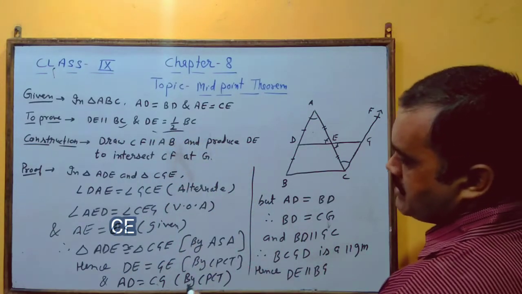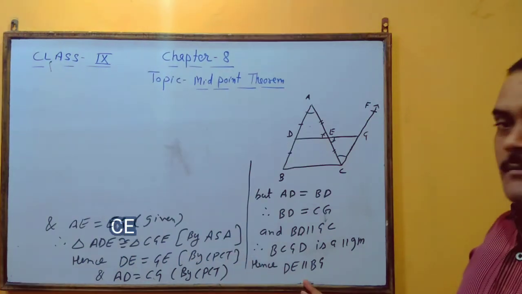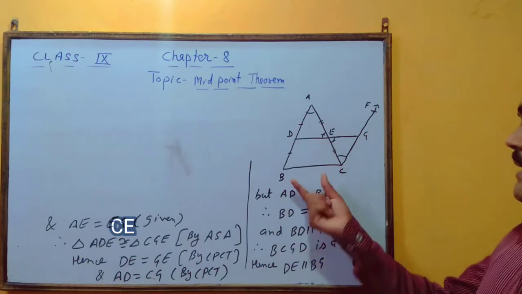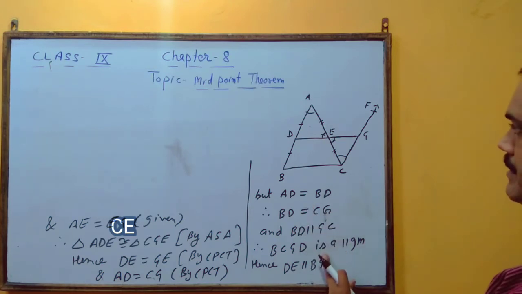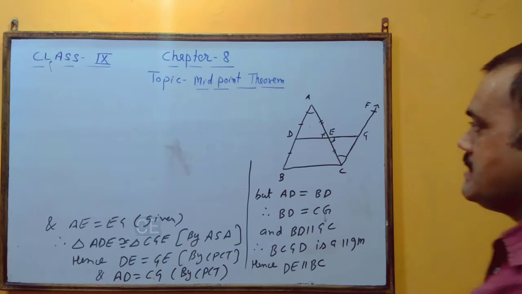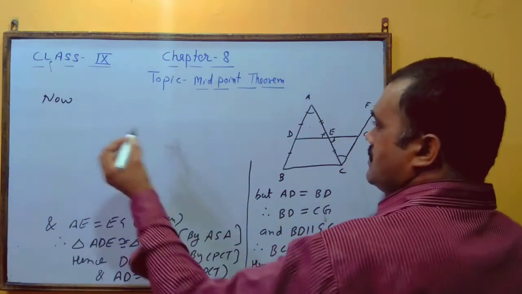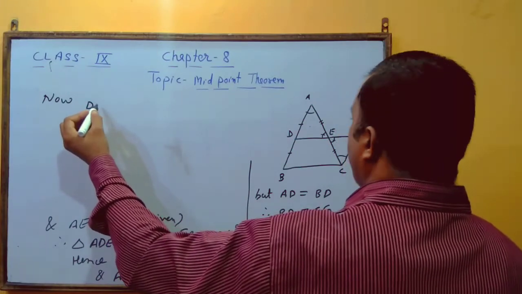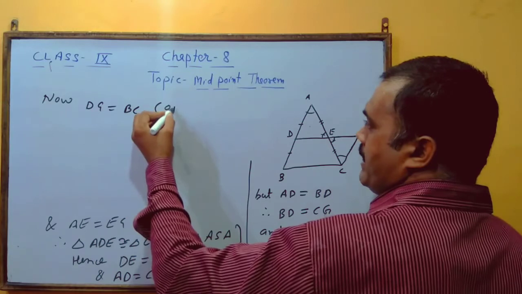So for that we will use this first result. Let us see how to do this. After this, now we come to the second part. We need to prove DE is half of BC. Parallel we have already done, hence DE parallel to BC. Now we come to the second part. Now DG is equal to BC, opposite sides of a parallelogram.